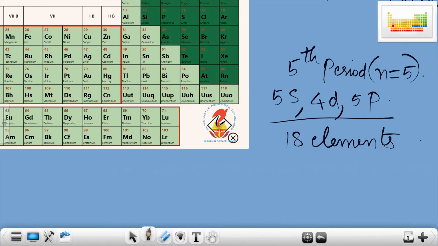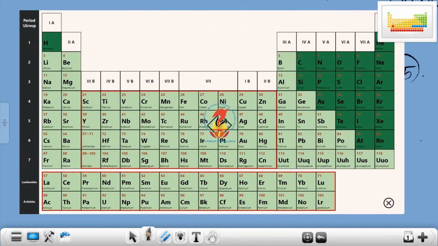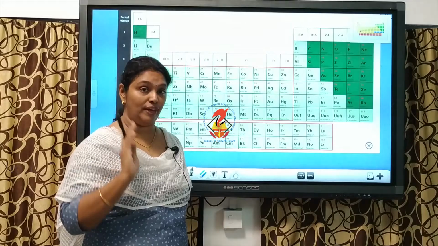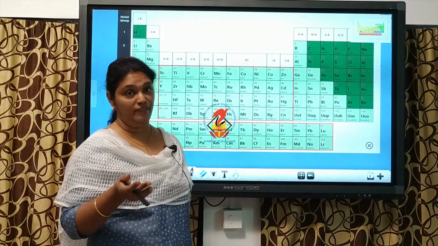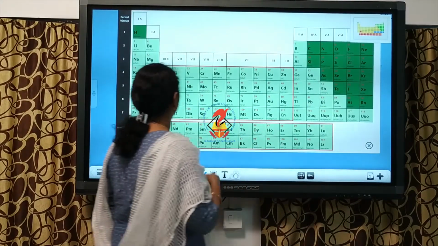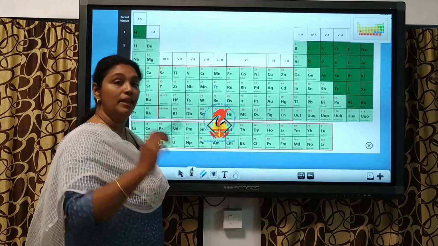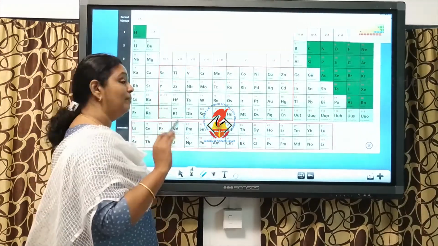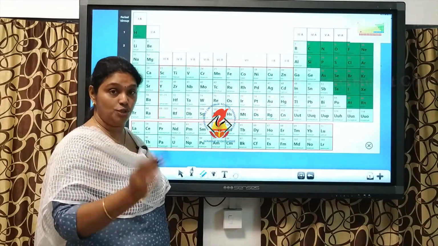18 elements. Now look at the periodic table. Fifth period we have the first element rubidium, strontium. Now rubidium and strontium, their 5s orbital gets completely filled. Rubidium has configuration 5s1, strontium 5s2. And which noble gas configuration do they take? Krypton. So what will be the configuration of rubidium? It will be krypton 5s1. Strontium will be krypton 5s2.